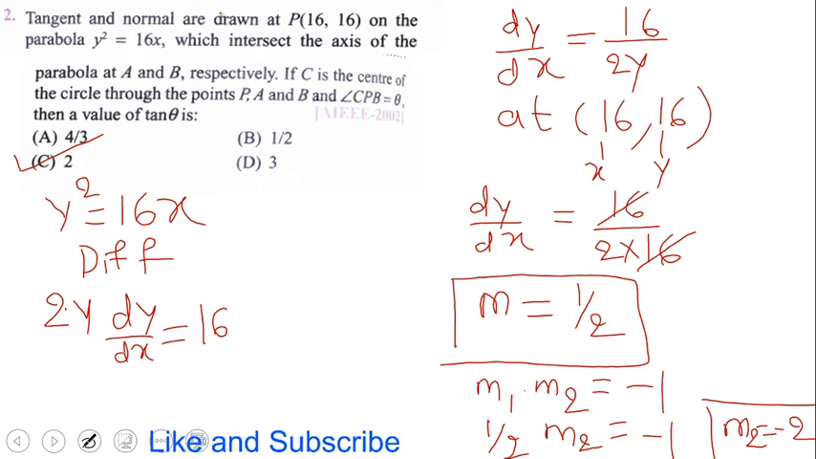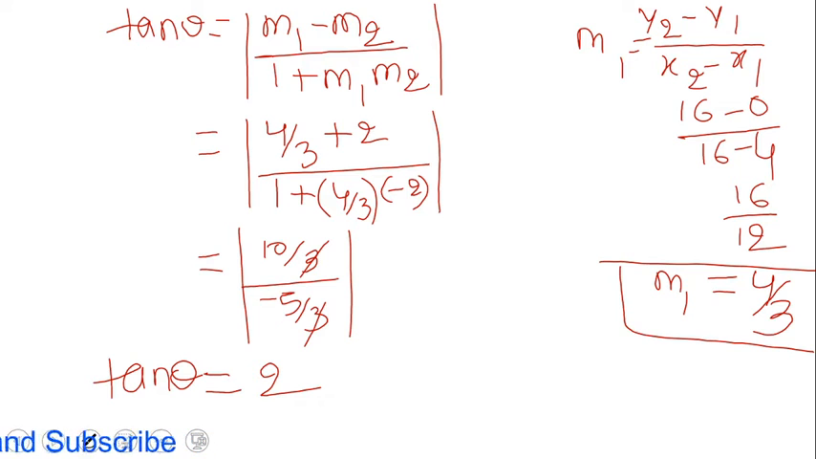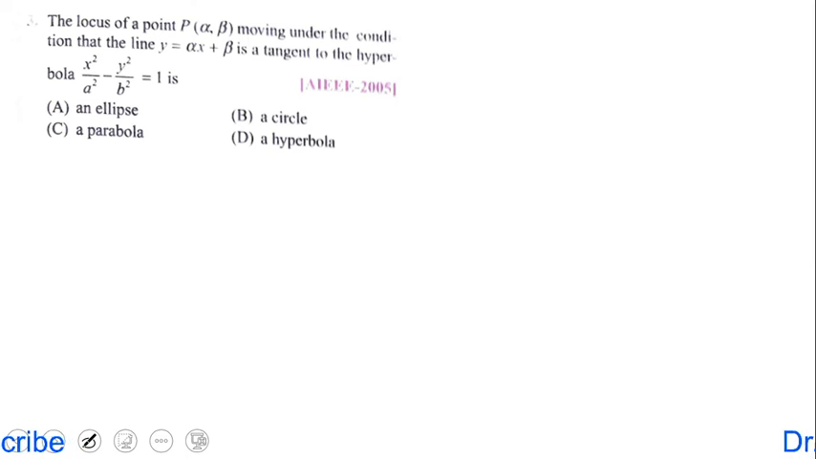So this is the first page solution and this is the second page solution. Okay, we'll move to our next example.